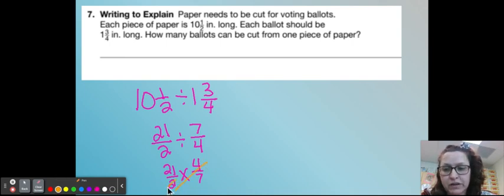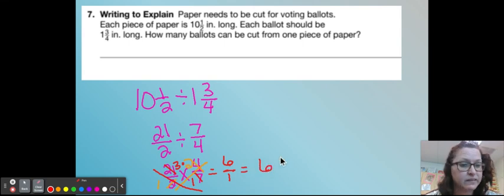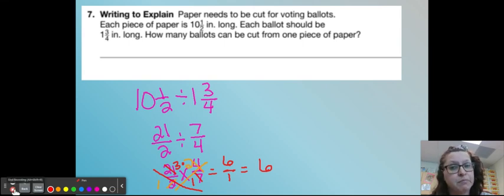2 and 4, well, 2 divided by 2 is 1, and 4 divided by 2 is 2. I'm done with that part. Now I'm looking at 7 and 21, and 7 goes into 21 3 times. So 21 divided by 7 is 3. 7 divided by 7 is 1. So now I'm going to multiply across. 3 times 2 is 6. 1 times 1 is 1. 6 divided by 1 is 6. And now I am done with my problem. So it would cut 7 ballots from one piece of paper.